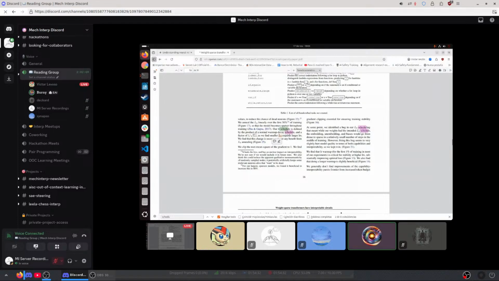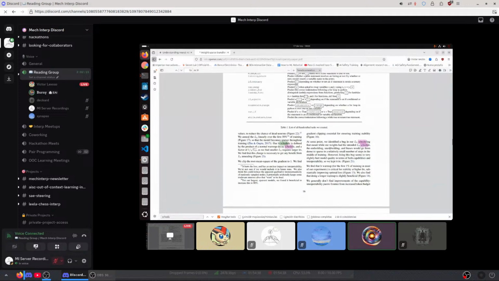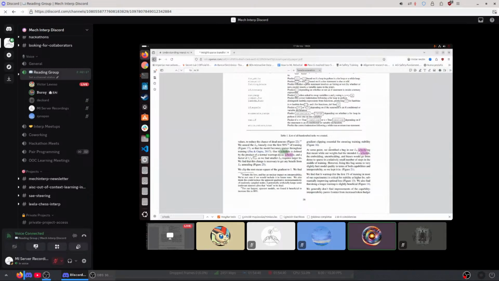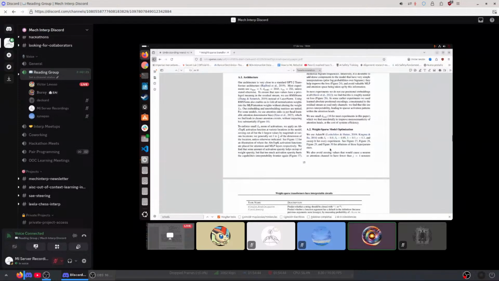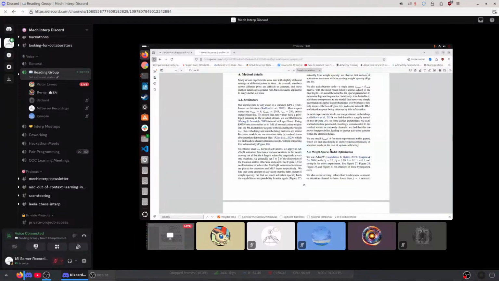Oh, after each Adam update, they zero out all but the largest magnitude entries in each weight matrix, such that every matrix has the same fraction of non-zero elements. So they enforce that there's always the same fraction of non-zero elements. Wait. But which elements are non-zero changes then?